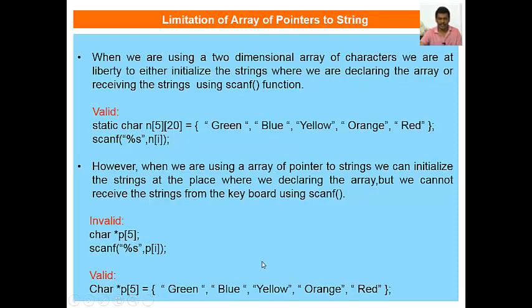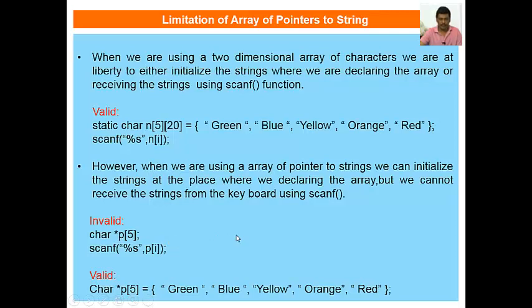So green is stored anywhere in memory, and the starting address is assigned to p[0]. Blue is stored anywhere in memory, and the starting address of blue is assigned to p[1]. In a similar way p[2], p[3], p[4]. So all are assigned. This is valid, but the keyboard input is not valid.